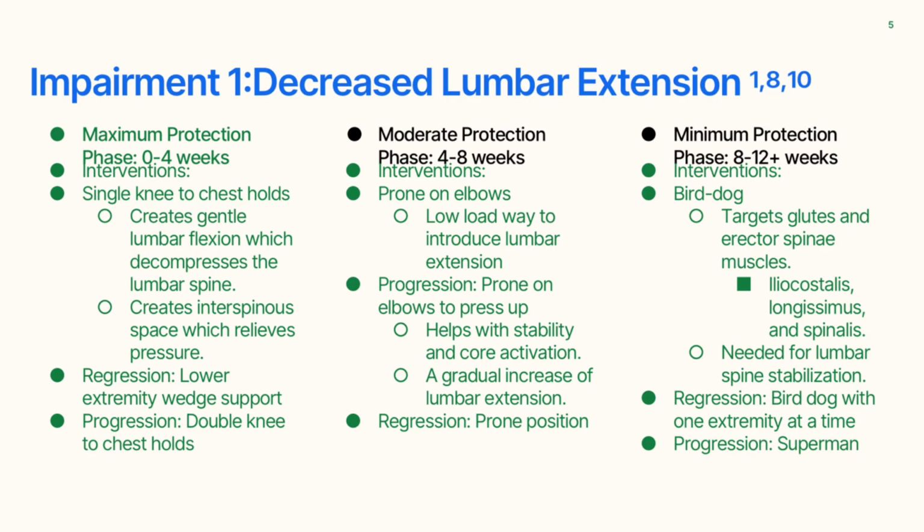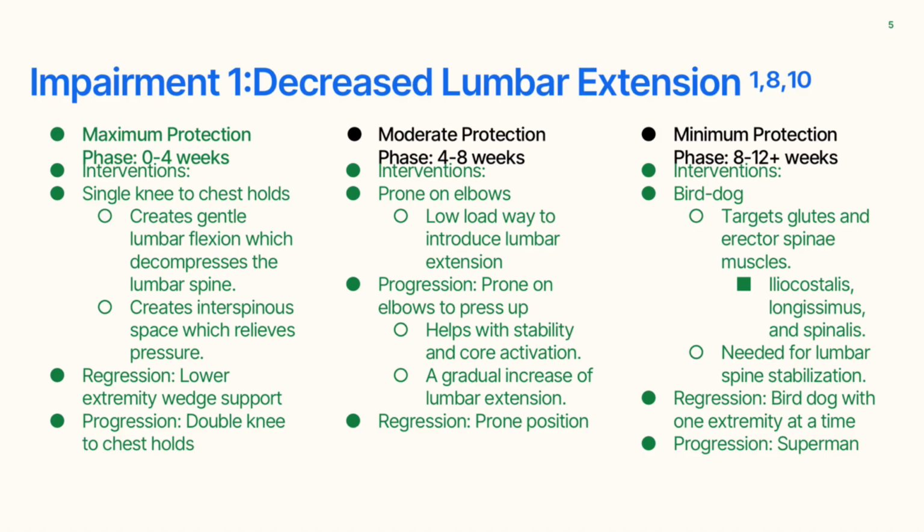In the max position phase, we're going to do single knee chest holds. We can regress that to using the band, or to just using the wedge if they can't use the band or can't pull their knee with their hands, and we just put a wedge on their legs. We can progress both of those to using double knee to chest hold. We can do both at the same time.